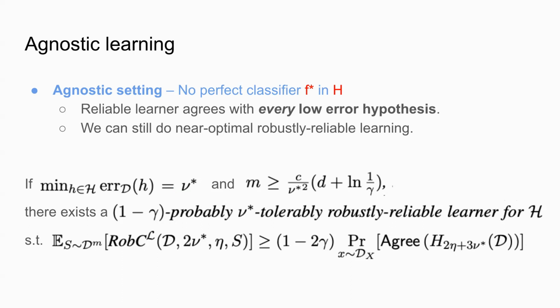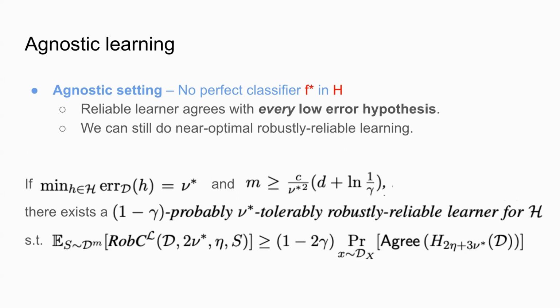So in 1 minus gamma of the times that we sample S from distribution D, we guarantee robust reliability; in a gamma fraction of the time we give no guarantee. So yes, this is an average over the sampling of S. Yeah, so we have 1 minus gamma probability, nu tolerably. This just refers to the agnostic setting, where the minimum error is nu star.